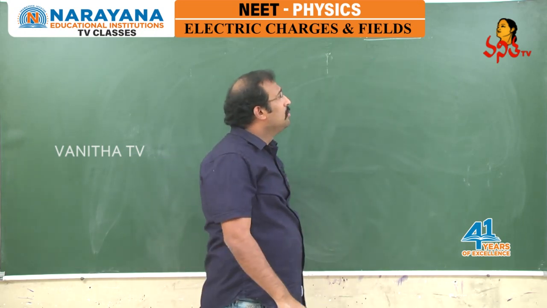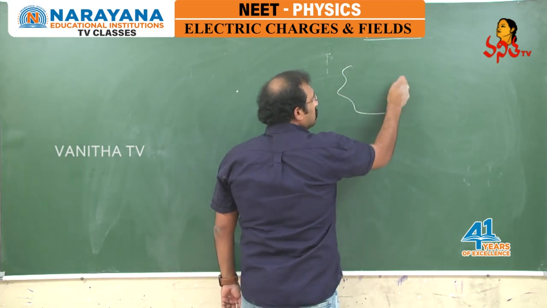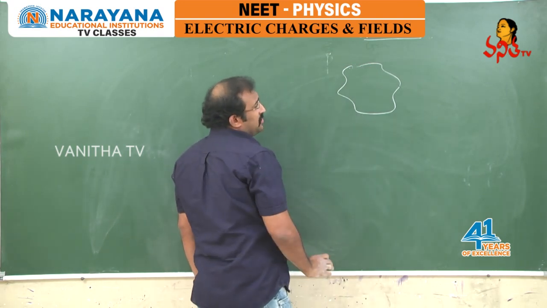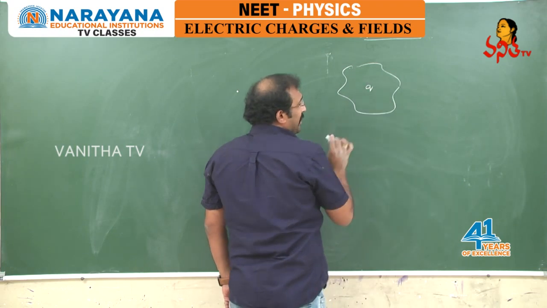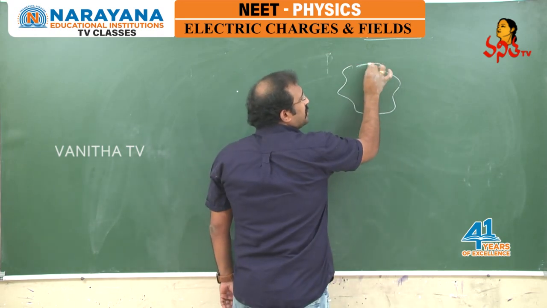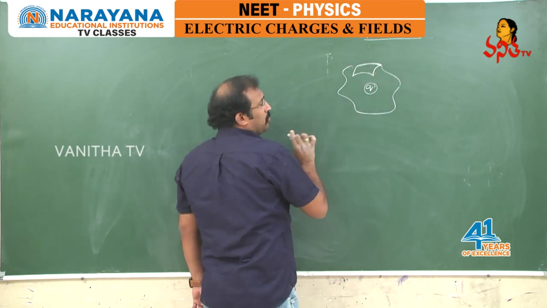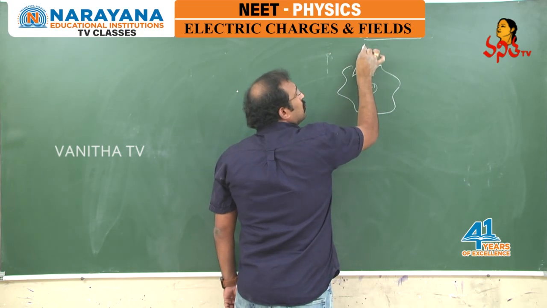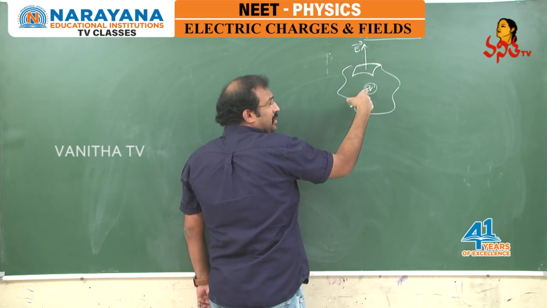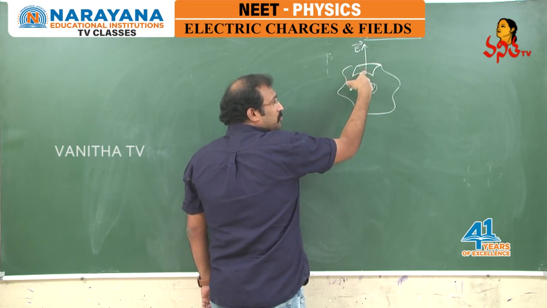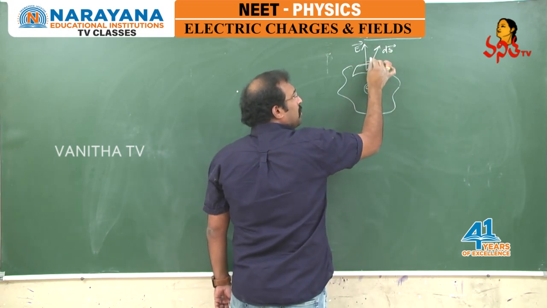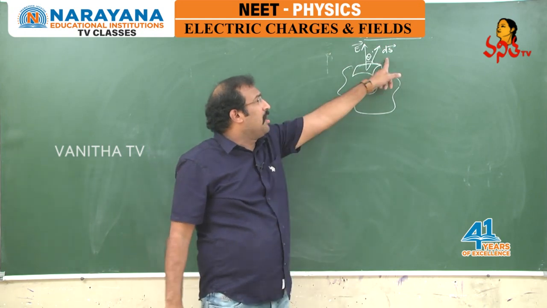What is this Gauss law? Let us consider a closed surface which encloses a charge q. Let us take a small elemental area upon this. The electric field due to this charge, at this small elemental area ds bar, makes an angle theta with ds bar.